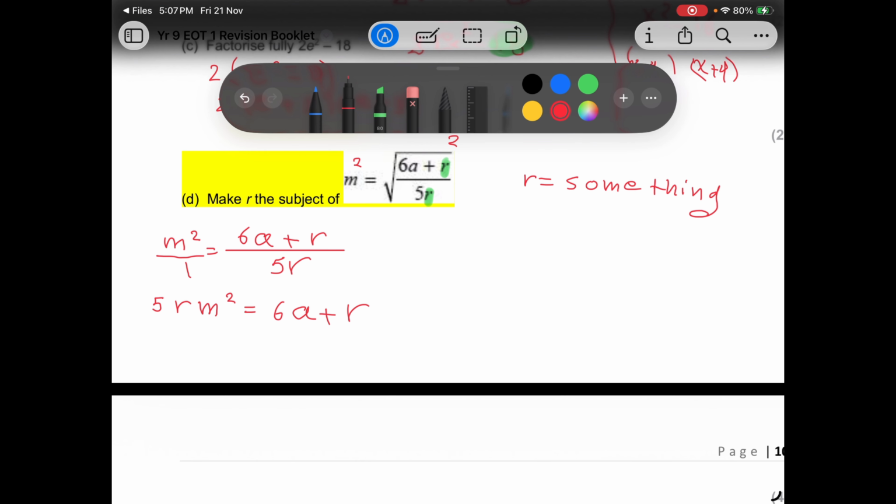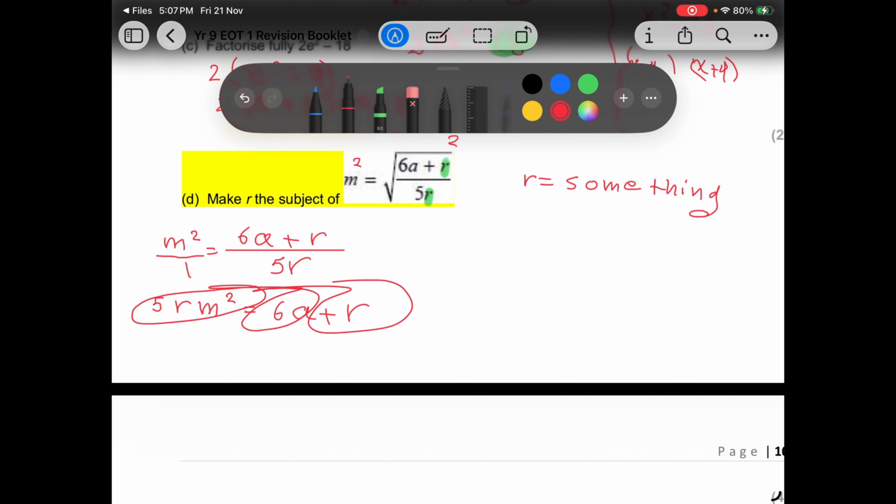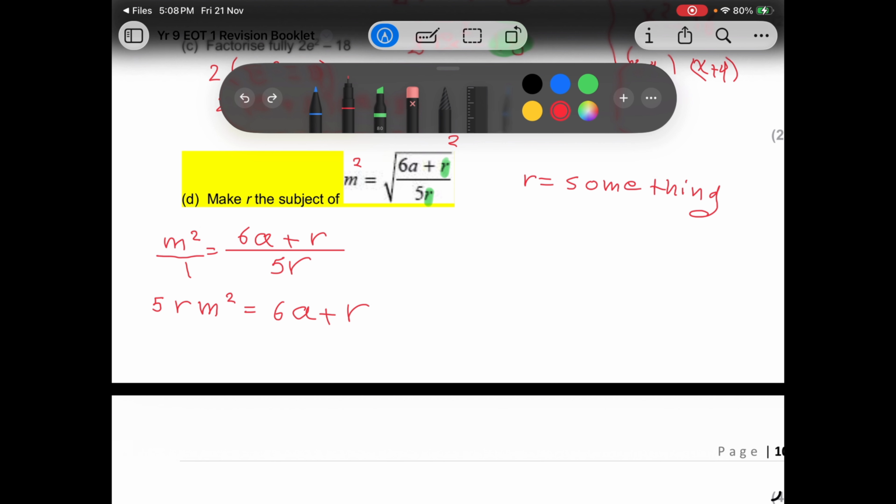How many terms do we have in this equation? This is one term, this is two terms, and this is the third term, because we count terms between plus and minus, guys. So all terms containing r go to the left. So it will be like this: 5r m squared minus r. Why minus r?